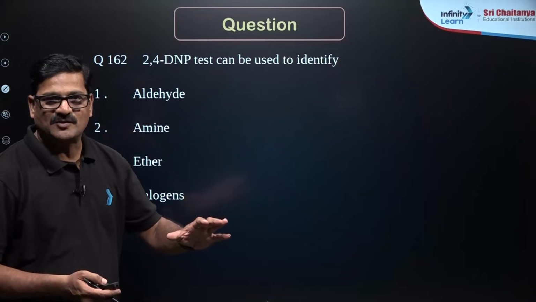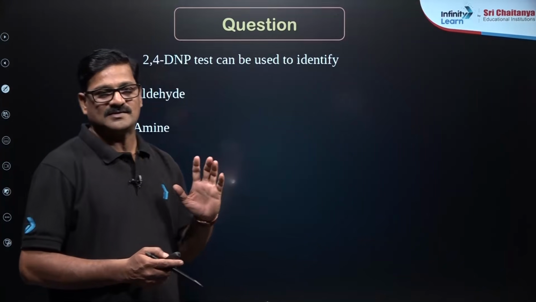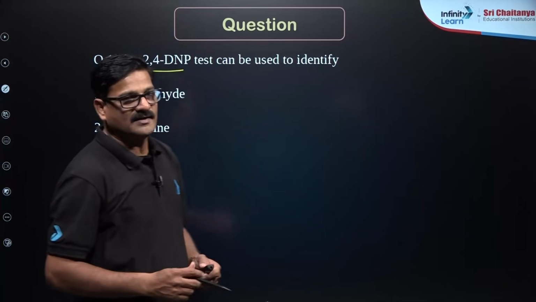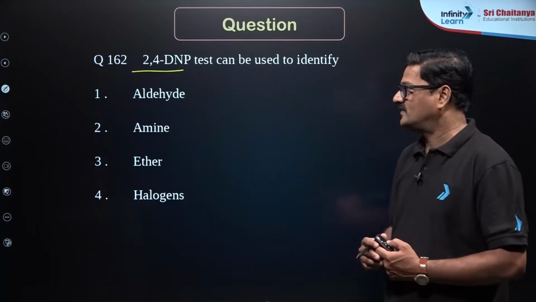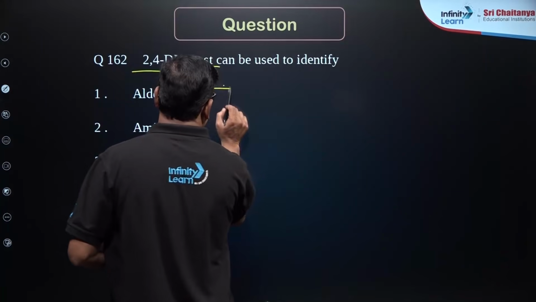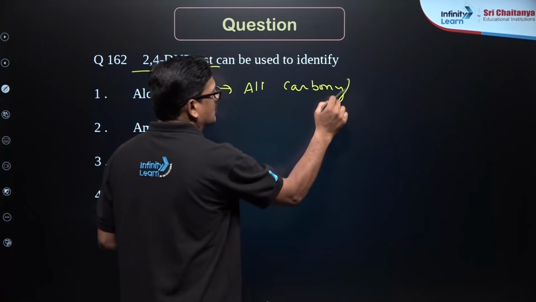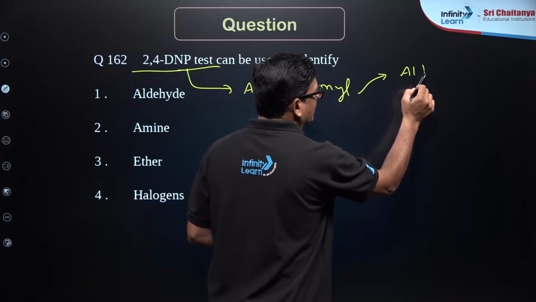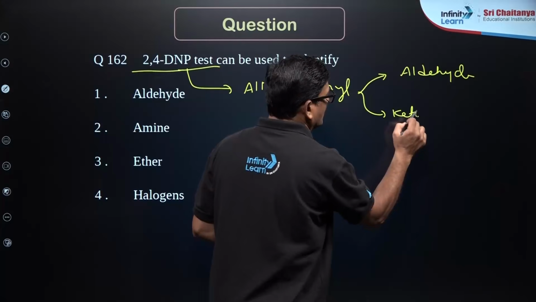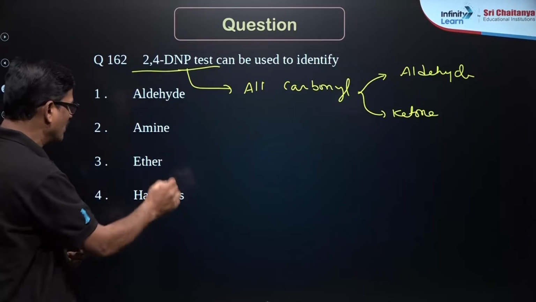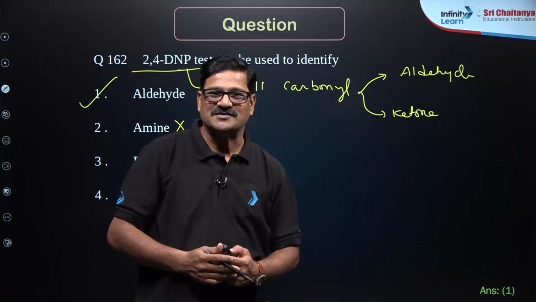Here is an organic chemistry question, distinction test between carbonyls and non-carbonyls. Here it is given as 2,4-dinitrophenylhydrazine, 2,4-DNP. It is also called Brady's reagent. This test is given by all carbonyl compounds. So all carbonyl compounds means it could be aldehyde and it could be ketone as well. So for this question, ether does not give it, halogen does not give it, aldehydes can give it, so option 1 is the correct answer for this question.